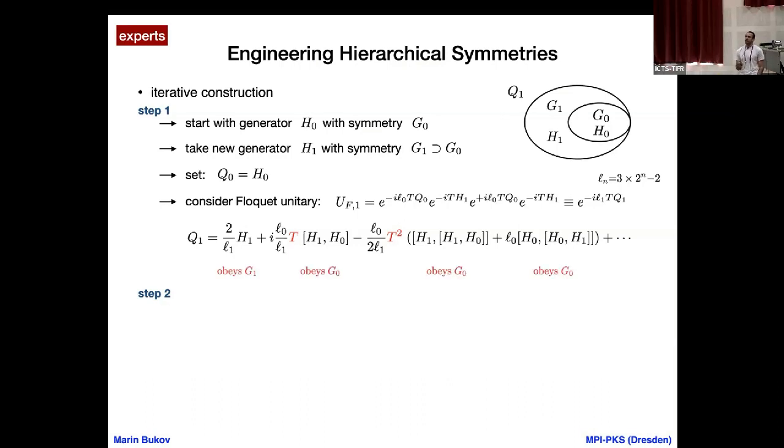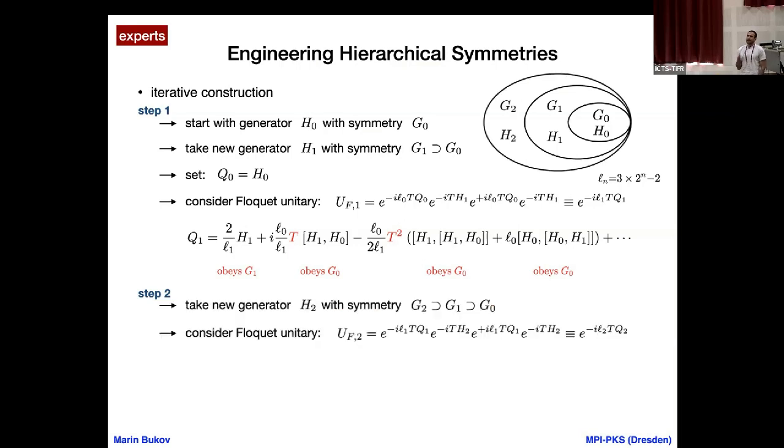So now let's take a look at these terms. The leading order term is just H1, because, as I said, Q0 is echoed out, so it's just H1, and H1 has a symmetry group G1, therefore H1 obeys G1. Now the next order term is the commutator between H1 and H0, and the largest group of H1 and H0 is essentially G0, right? So the commutator between H1 and H0 will obey the symmetry group G0. And then higher order terms, you can convince yourself they contain only nested commutators of H0 and H1. Therefore, they also obey the symmetry group G0.